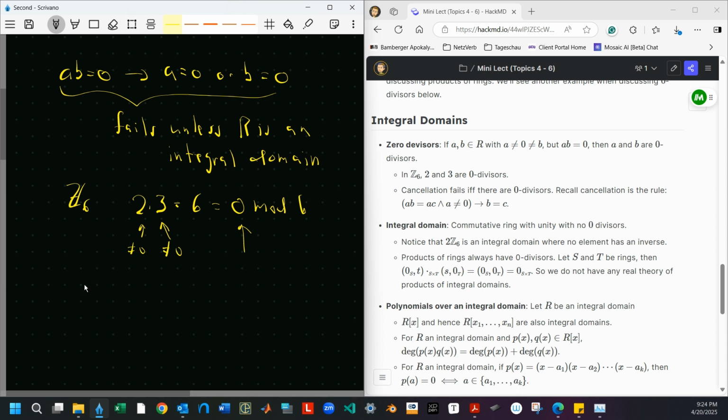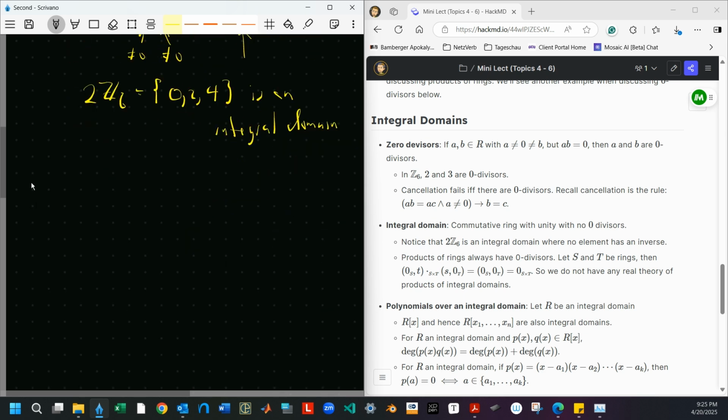On the other hand, above, we showed that 2 times Z6, right? So the elements just in 0 to 4, this is an integral domain, strangely enough. And in this integral domain, in fact, everything has an inverse, and 4 is the identity element. It's sort of an interesting little funny example to keep in mind. But anyway, that's the definition. Now we're going to be doing important stuff with integral domains from now on. So a lot of the times we're doing stuff with rings, we'll be doing stuff with integral domains.